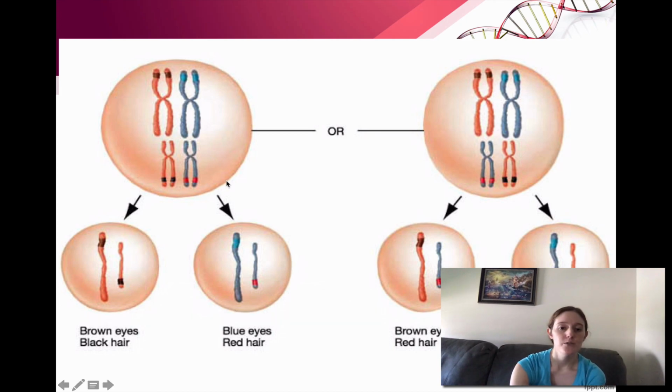So here we're going to use human traits for a second. And when we're saying that they can separate independently, we're looking at eye color and hair color. So you could have brown eyes and black hair, blue eyes and red hair, brown eyes and red hair, or blue eyes and black hair. We're saying that hair color is not linked to your eye color, so they're 2 separate things.